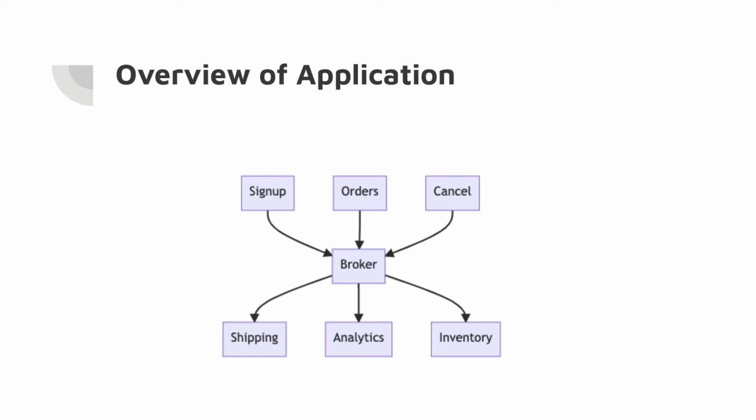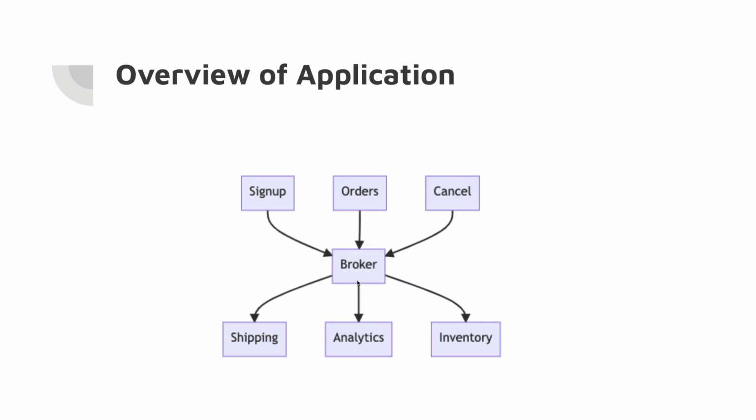Here's a quick overview of our application. As you can see, it's a simple online store. At the top, we have our services sign up, orders, and cancel. These are considered producers in the event-driven world. Basically, anytime a customer interacts with any of these services, they will emit an event down to our broker.